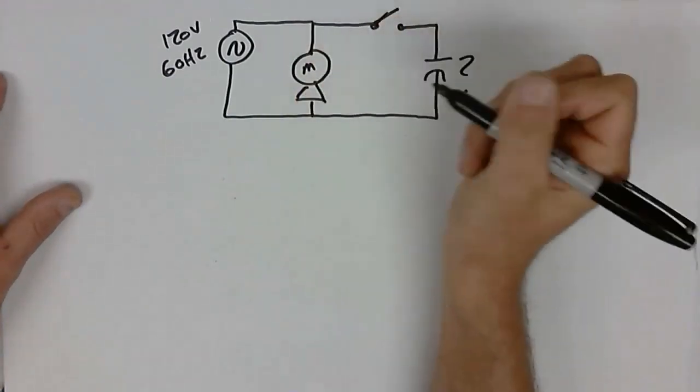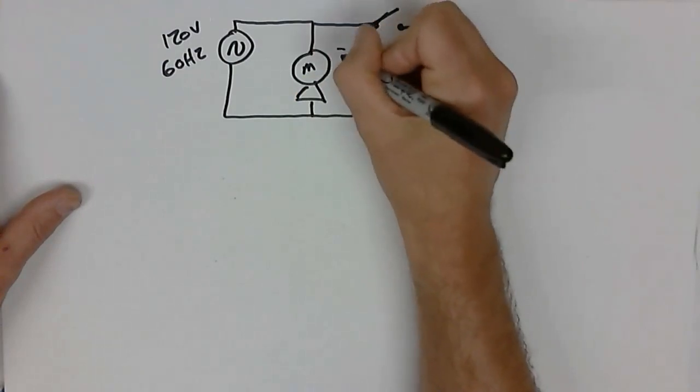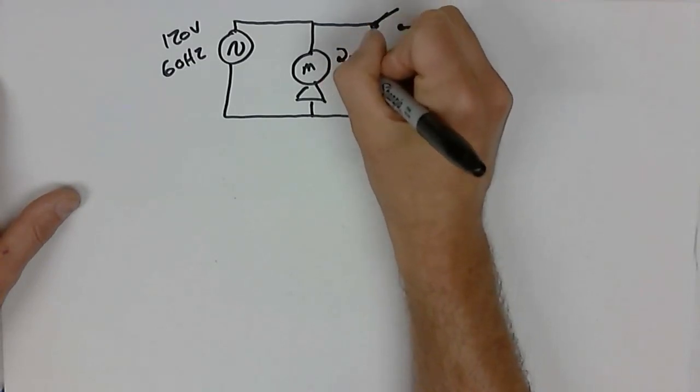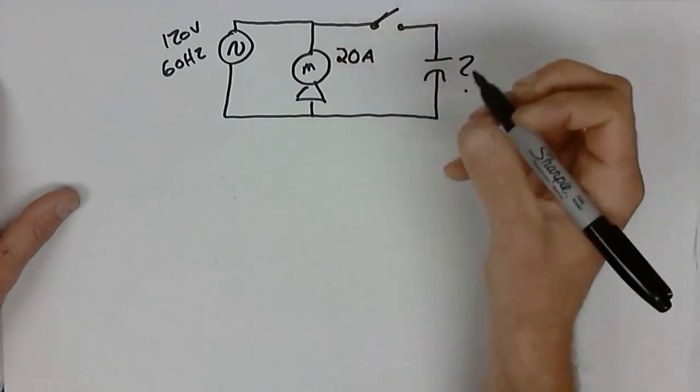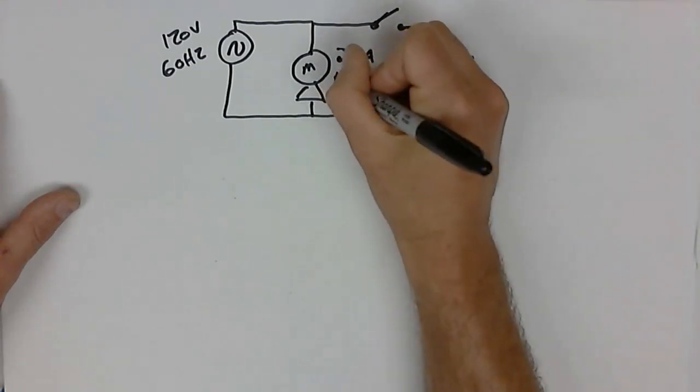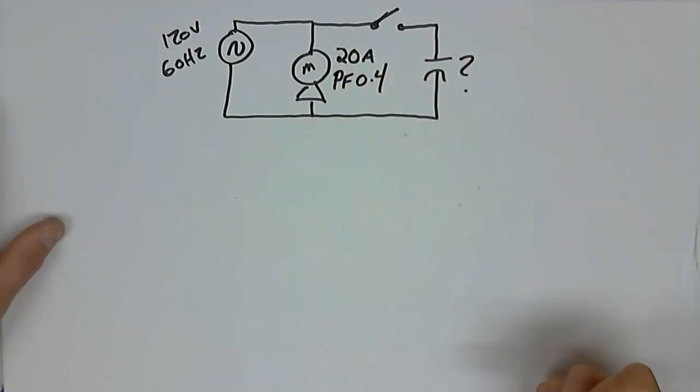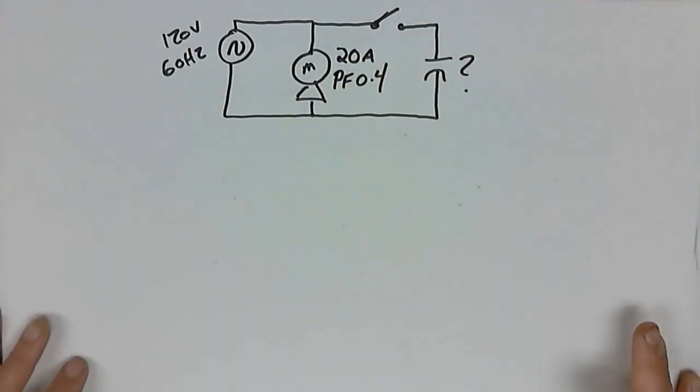So my motor is going to be 50. No, let's keep it small again. We're going to make it 20 amps, and it's going to have a power factor of 0.4. 20 amp and a power factor of 0.4.